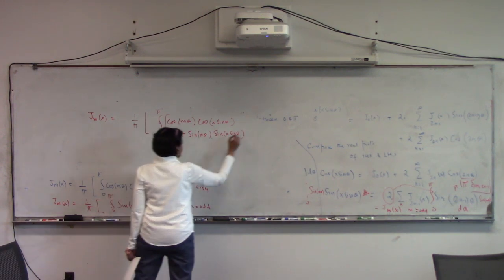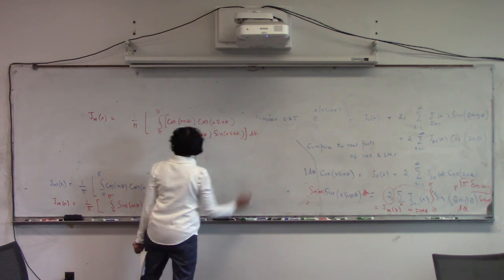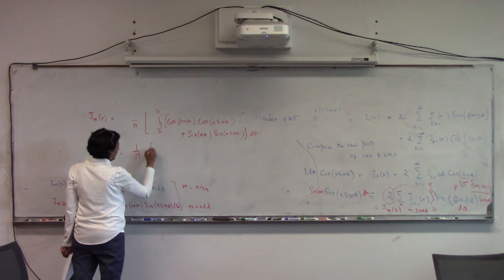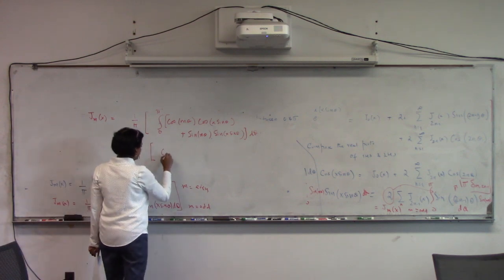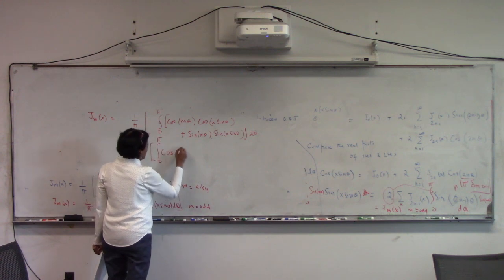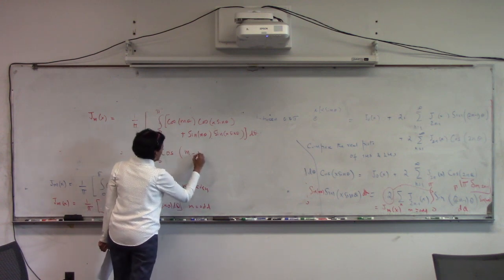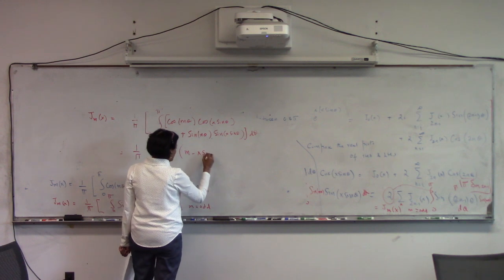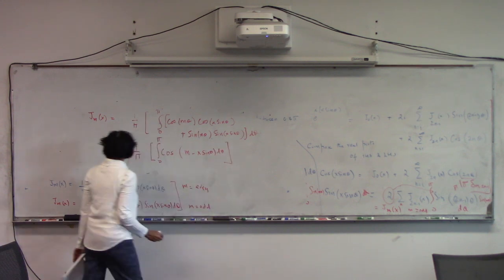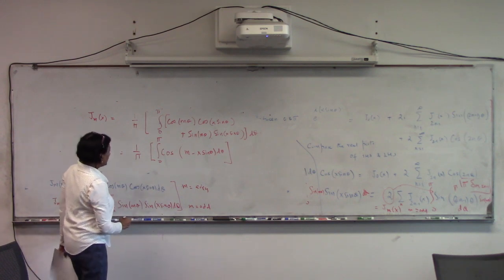All these things times d theta is equal to 1 over pi. This is like cosine A plus sine A, so it's nothing but the integral from 0 to pi of cosine of (m theta minus x sine theta) d theta.